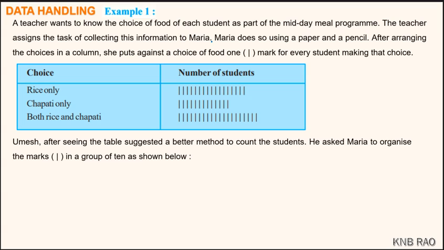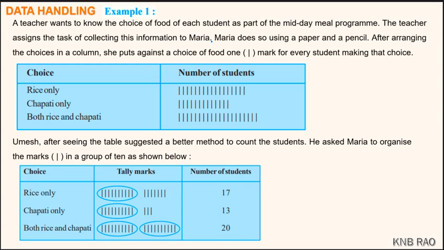Umesh is suggesting now. Umesh, after seeing the table, suggested a better method to count the students. He asked Maria to organize those marks in groups of tens as shown below. Now you could find 10 in one group, and next again here 7 more are there, but it is difficult to count now. Is there any still better way? Yes, there is still a better way, children. Let us discuss that now.